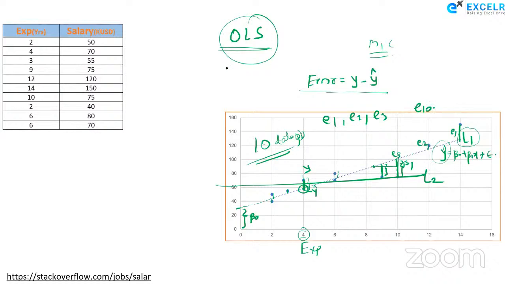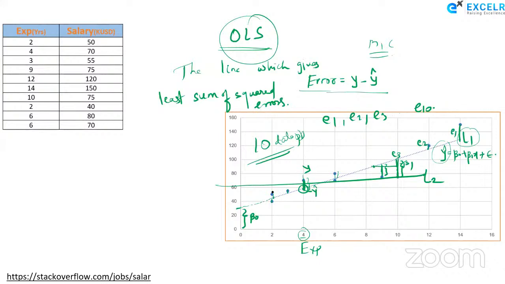What OLS says is that we take the summation of the squared errors. The line which gives me the least sum of squared errors is the best fit line. Okay, now I am saying this.